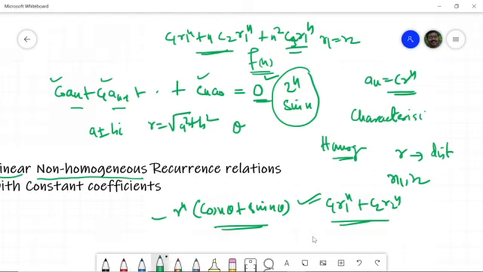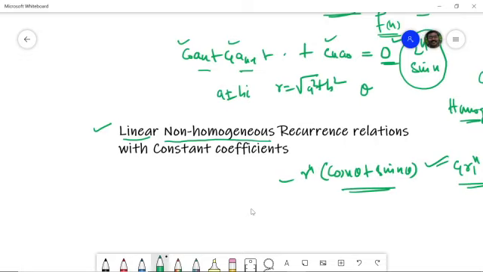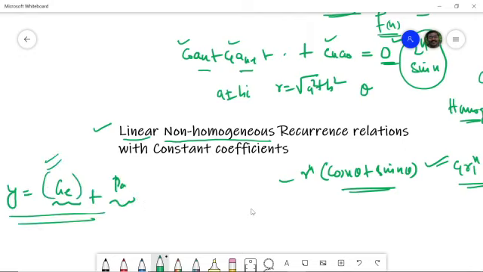Now we will be discussing non-homogeneous recurrence relations. Just like the linear differential equations which you have studied, in the case of a non-homogeneous linear differential equation the solution had two parts. First was the general solution plus the particular solution. The first one was the solution of the homogeneous part, and the second one was a particular solution.